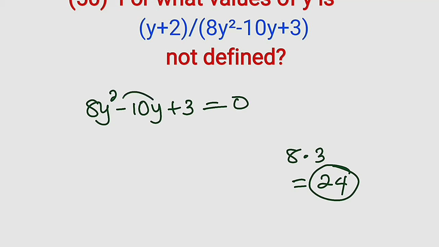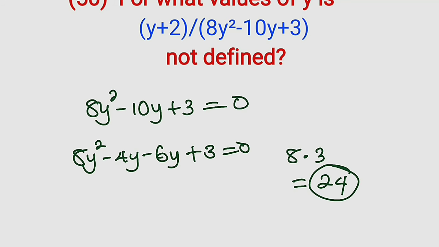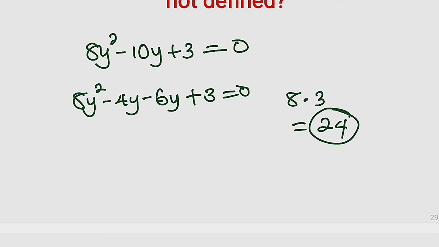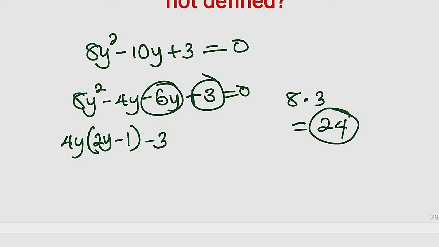So we can replace the middle term with negative 4 and negative 6, right? 8y squared minus 4y minus 6y plus 3 equals 0. Though I can do a shortcut, but I would like to show you how to factorize it fully. Common term here is 4y. Inside, 8 divided by 4 will give us 2. Y squared divided by y will give us y. Minus 4y divided by 4y is 1. Here, what do we have in common? Minus 3 between these two terms.